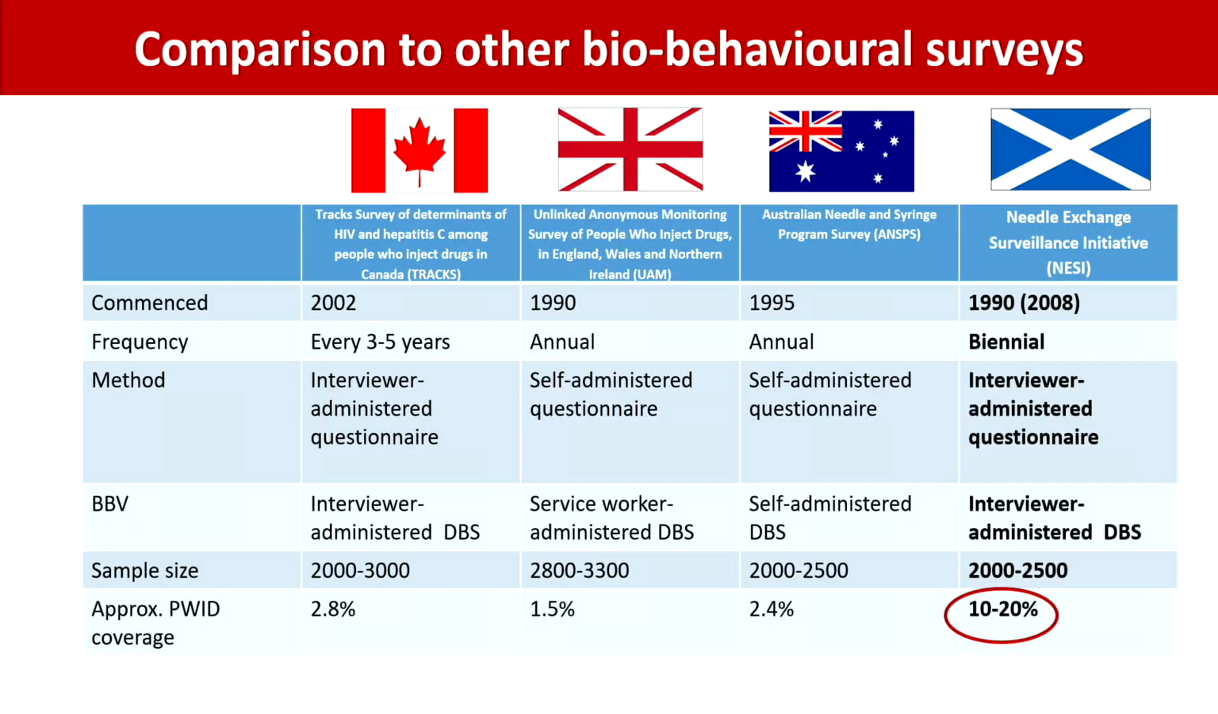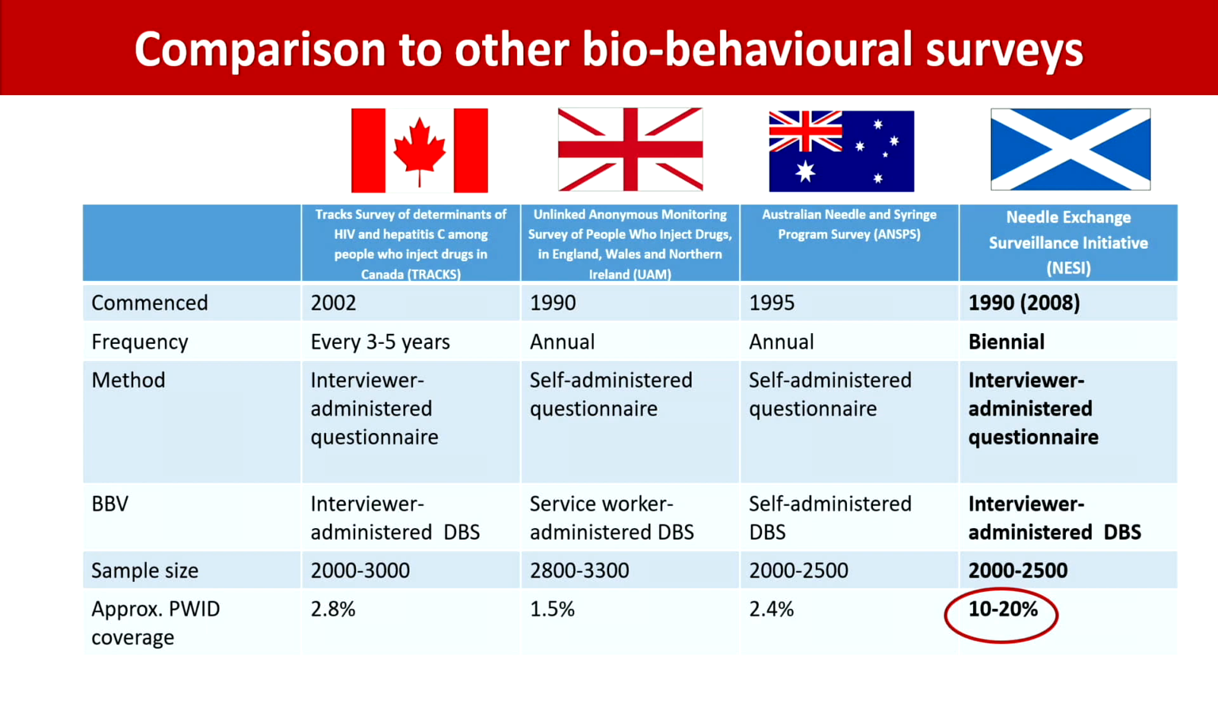So here's just a comparison of some of the key characteristics of NESI to other surveys. And we aim to obtain a sample size around 2,000 to 2,500 individuals, which is on par with these other surveys you see in Australia, England, and Canada. But of course, Scotland's a much smaller country, so it actually represents a much larger proportion of our injecting population, probably in the range of something like 10 to 20%. So it does mean that we can get a reasonable understanding of infection, not just at a national level, but also a local and regional level, and we can drill down into these data.